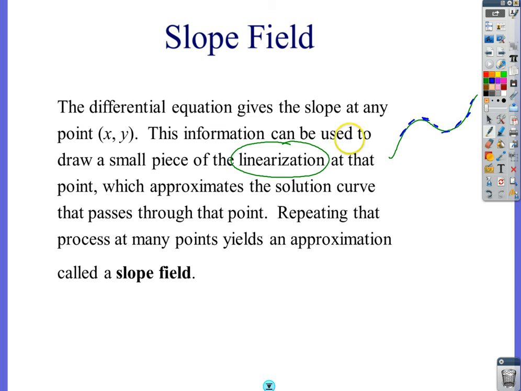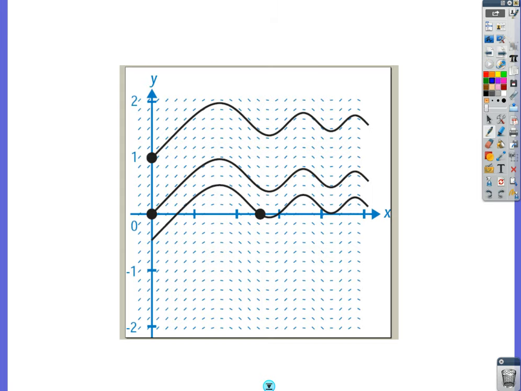So here we go. It can be used to draw a piece of the linearization at that point, which approximates the solution curve that passes through that point. Repeating that process many times yields an approximation called a slope field. Let's take a look at what a slope field looks like. Boom. This is what a slope field looks like. Okay. What is this craziness?